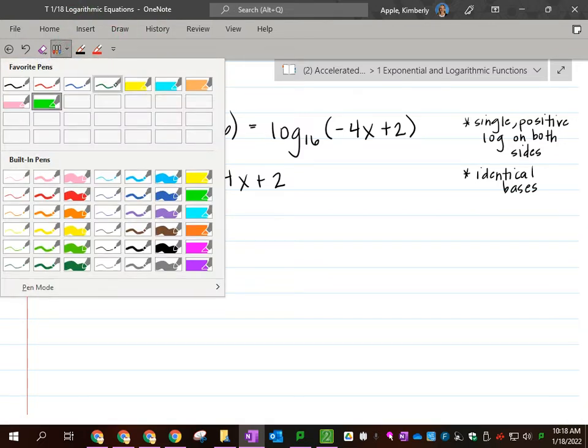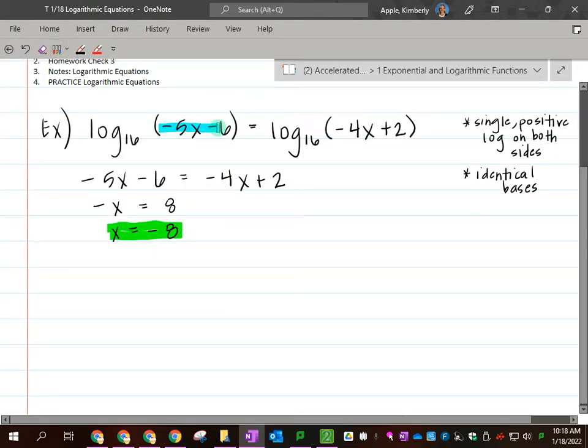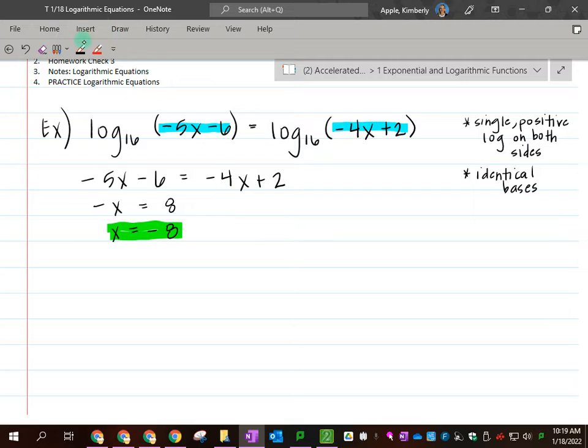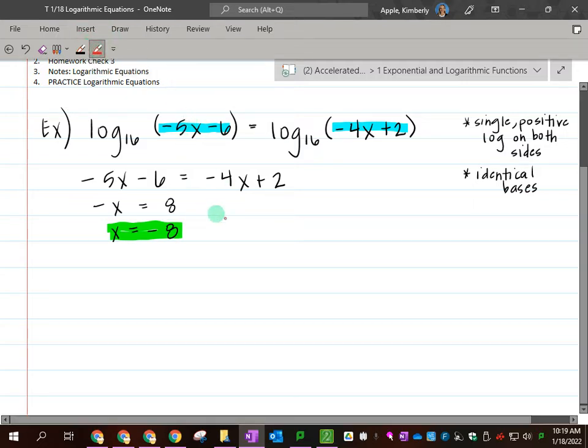So what you do to check this is you need to go plug negative 8 in here. And you need to go plug negative 8 in here. And if any time you do that, you get a negative number, then it's a no solution. You cannot have a negative inside the argument of the logarithm. So let's check it. This will be negative 5 times negative 8 minus 6. Okay, so is that a positive or a negative number that we get there? I don't know. This will be 40 minus 6, right?